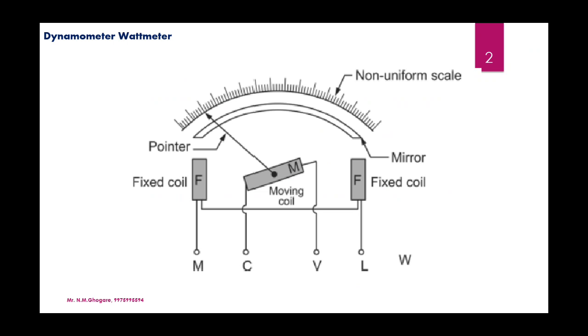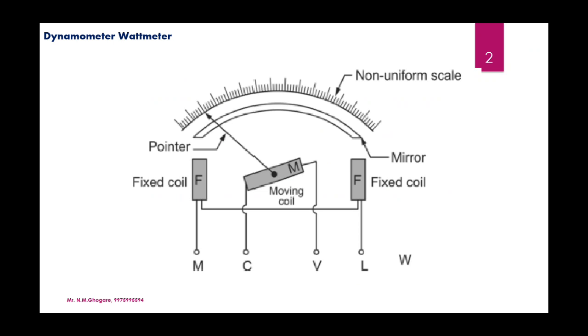Figure shows the constructional detail of dynamometer type wattmeter. It consists of two identical fixed coils and one moving coil, which is shown in figure, along with mirror, scale and pointer. In the air gap between the two fixed coils, a moving coil is placed which is attached to the spindle, that is the pointer. The fixed coil of the dynamometer type wattmeter is connected in series with the load, called the current coil.